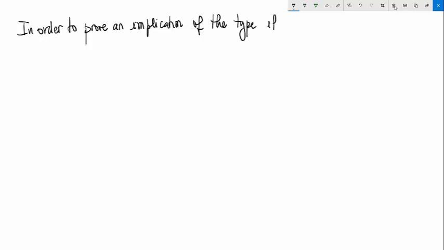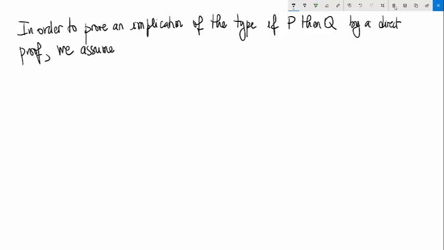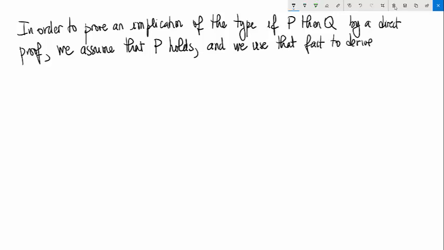So what is a direct proof? In order to prove an implication of the type if P then Q by a direct proof, we assume that the hypothesis P holds, and we use that fact to derive that the conclusion Q holds also.